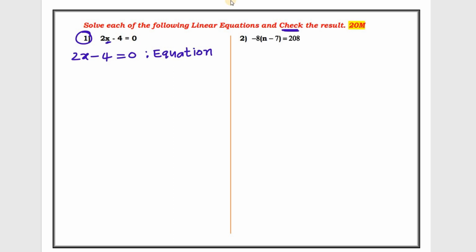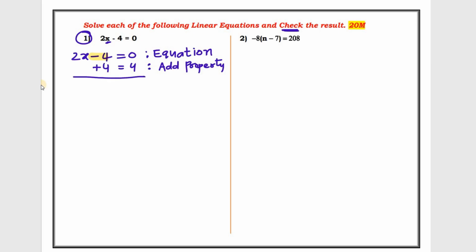To solve the equation we have already learned 4 properties: addition, subtraction, multiplication and division properties. So let's apply one of the properties which gives the answer. Here you can see that minus 4 is there, which is a subtraction operation. So we have to undo the operation of subtraction, which, as we know, is addition. Using the addition property, I am adding plus 4 on either side.